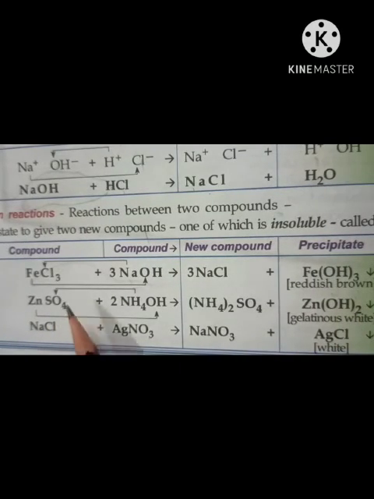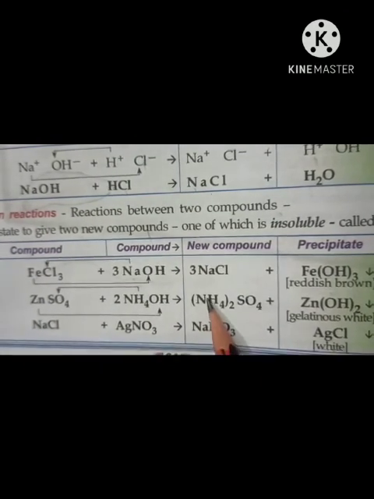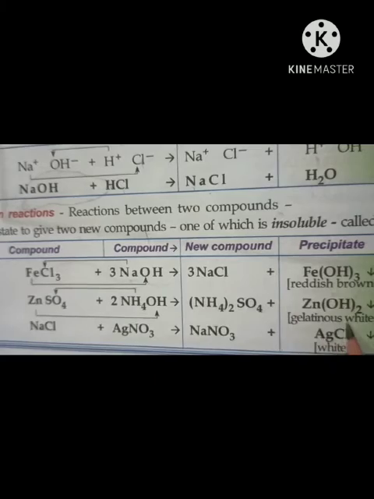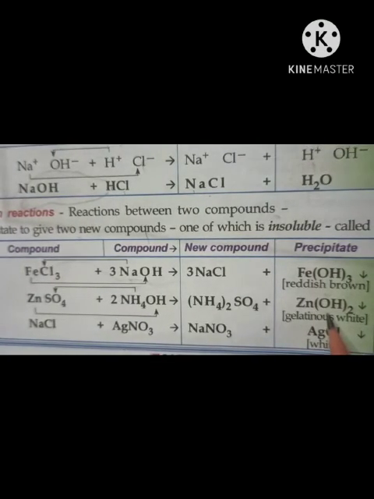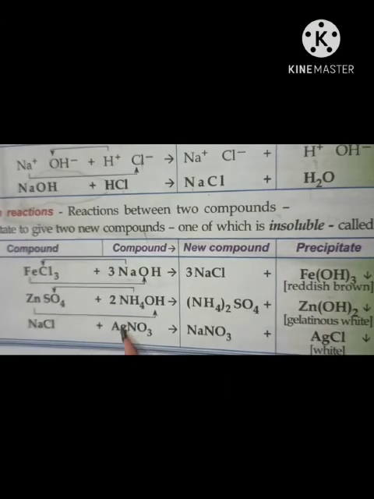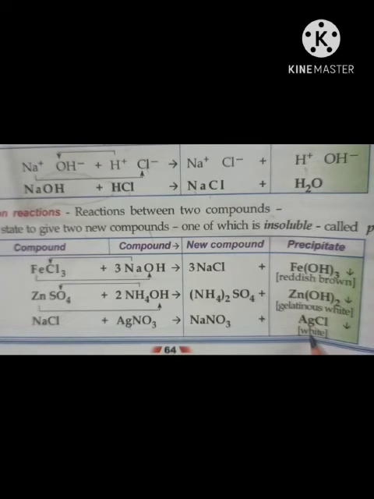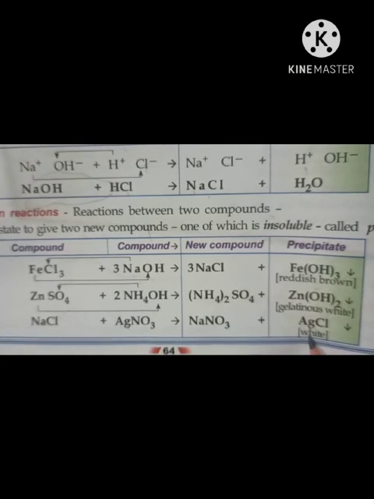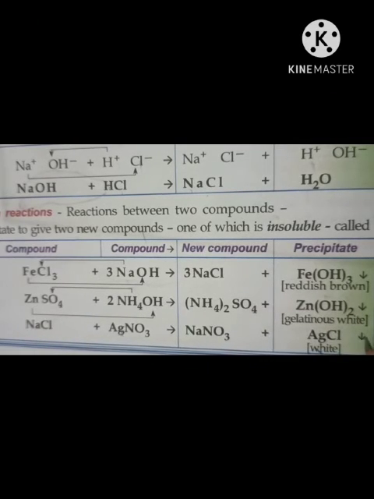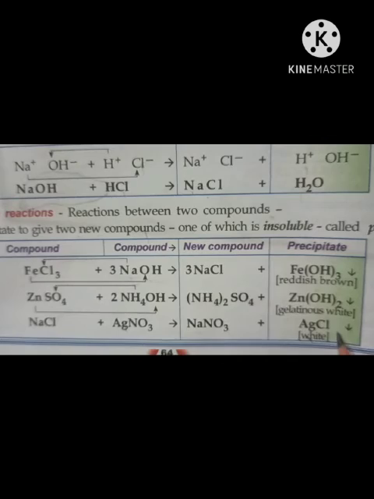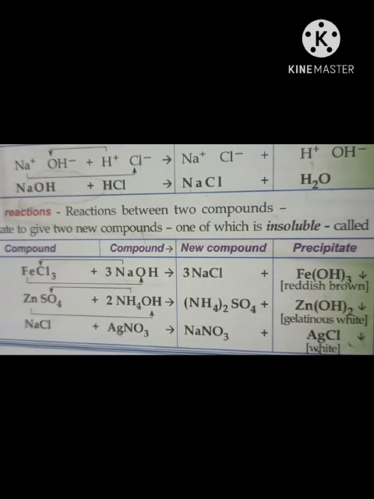The same way, when zinc sulfate reacts with ammonium hydroxide, it gives ammonium sulfate plus zinc hydroxide, that is, a gelatinous white precipitate of zinc hydroxide is formed. The same way, when sodium chloride reacts with silver nitrate, it gives sodium nitrate and a white precipitate of AgCl, or silver chloride, and it is always shown with this arrow. Just look at here, this downward arrow is the symbol, or sign, of a precipitate. Understood? And what is a precipitate? It is actually an insoluble form of a compound, called a precipitate.